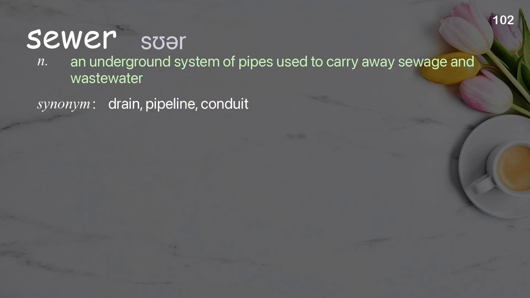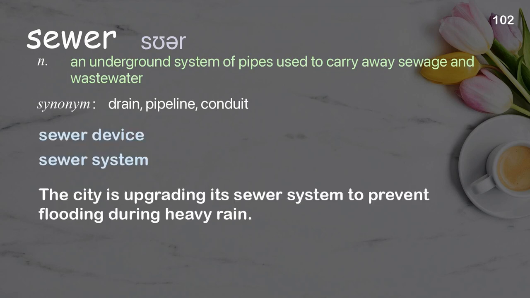Sewer. An underground system of pipes used to carry away sewage and wastewater. Examples: sewer device, sewer system. The city is upgrading its sewer system to prevent flooding during heavy rain.